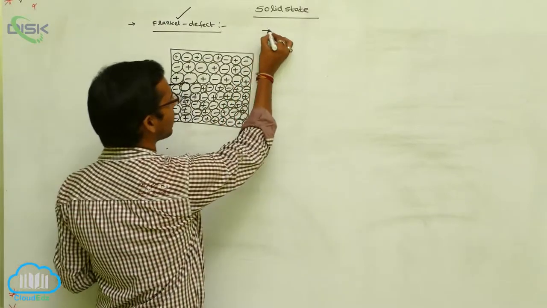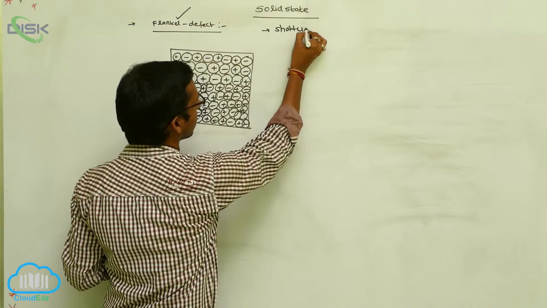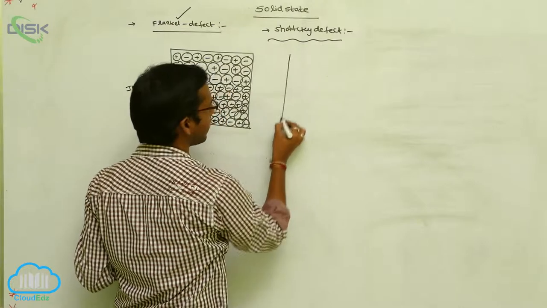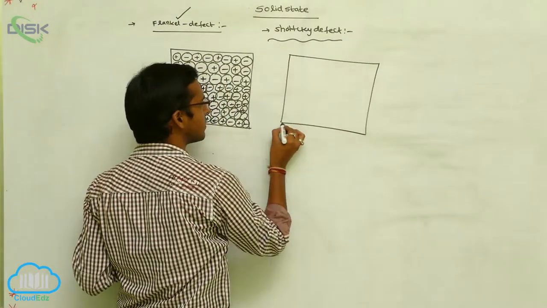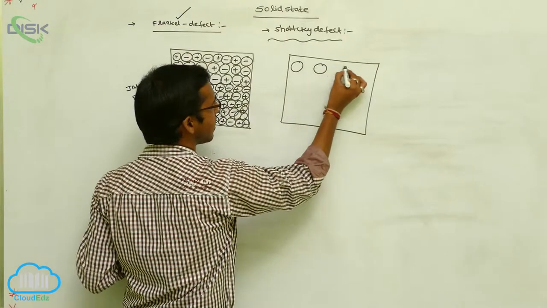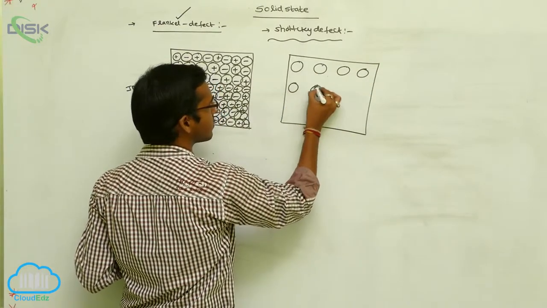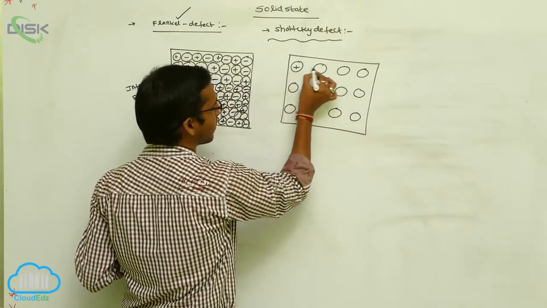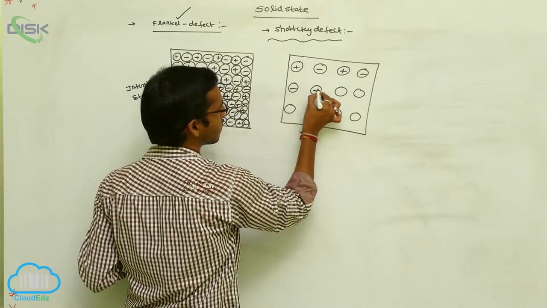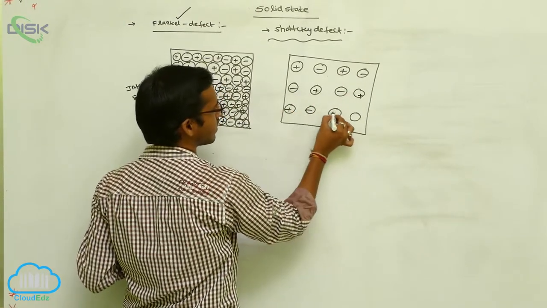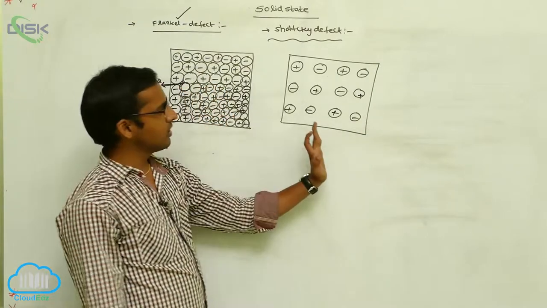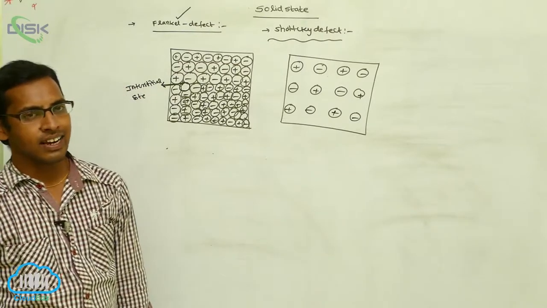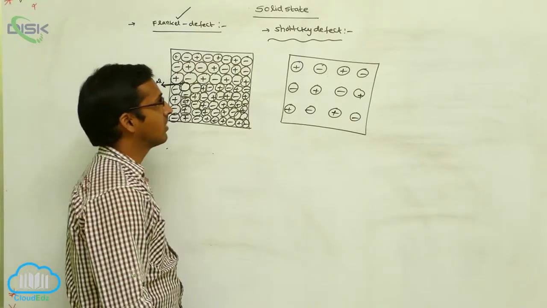And the next one is Schottky defect. Schottky defect means the number of missing cations and anions, the cation vacancies and anion vacancies, are the same. For example, we represent a simple diagram. This is our arrangement: plus, minus, plus, minus, plus, minus, plus. In this there is no defect. Schottky defect means the missing cations and anions are equal. That is your Schottky defect.